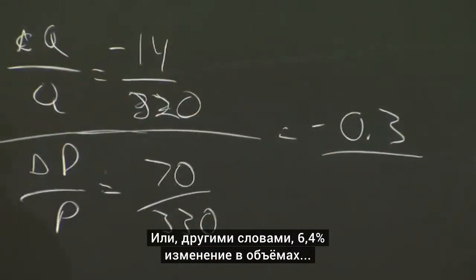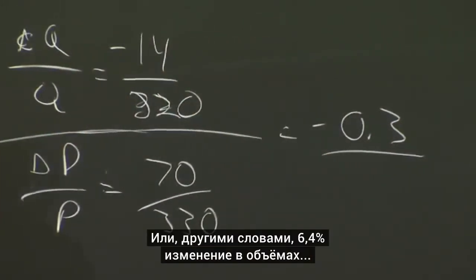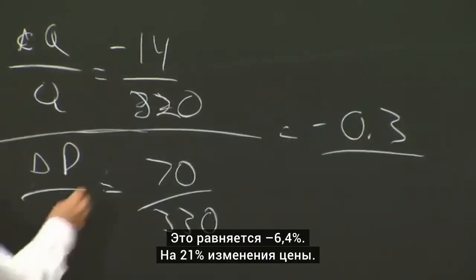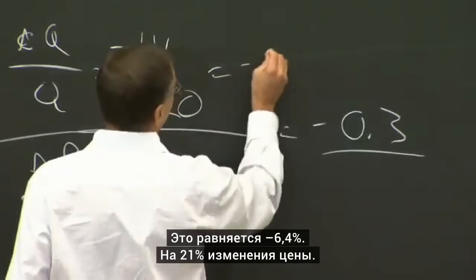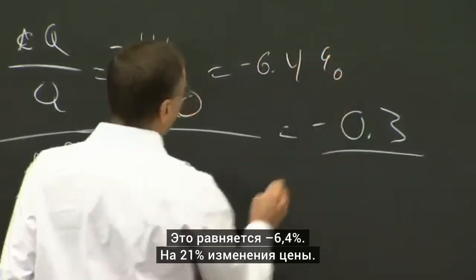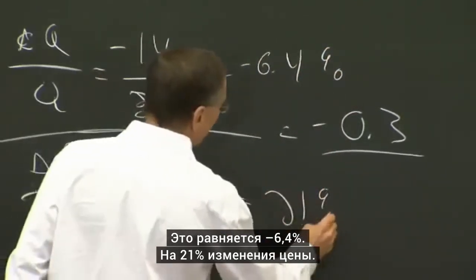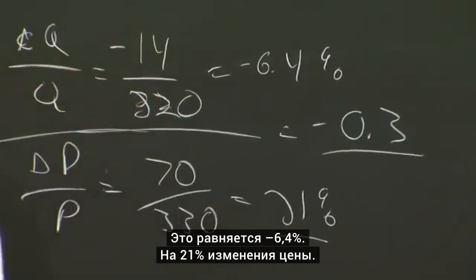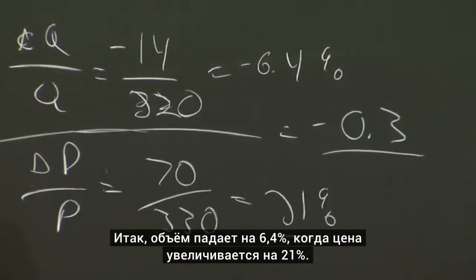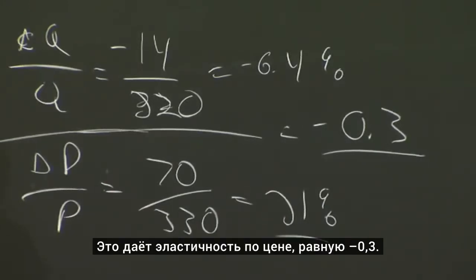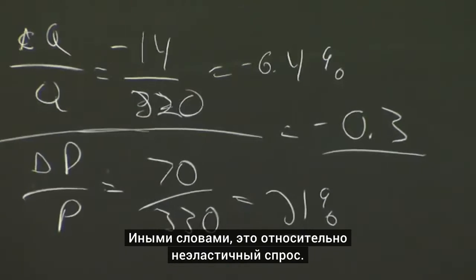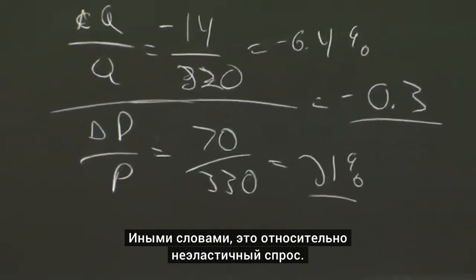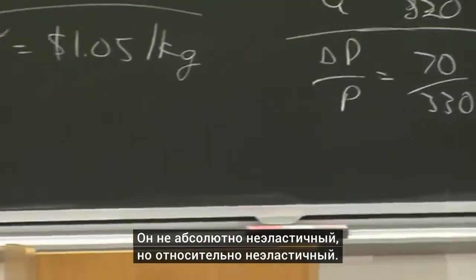Or in other words, there's a 21% change in price and a 6.4% change in quantity. This is minus 6.4% for a 21% change in price. So quantity falls by 6.4% when price goes up by 21%, that's a price elasticity of minus 0.3. Or that's a relatively inelastic demand. It's not perfectly inelastic, but it's relatively inelastic.